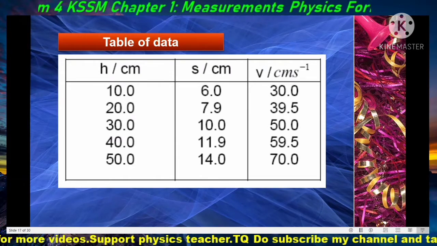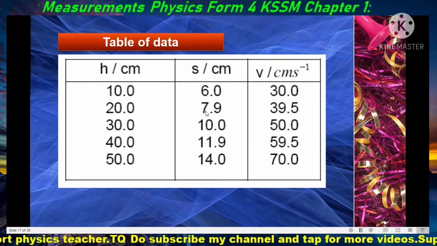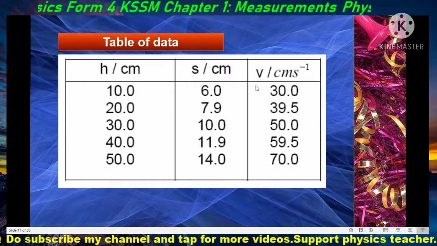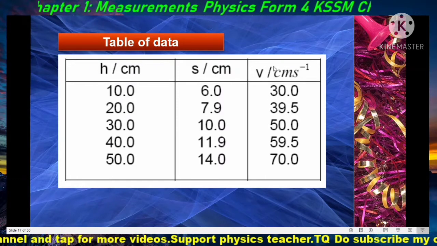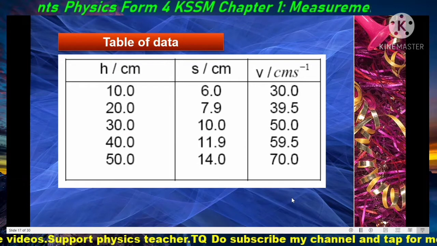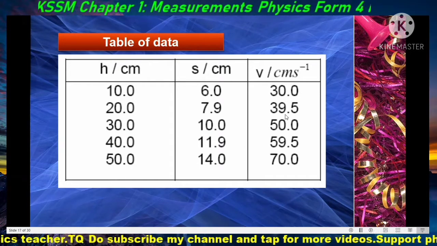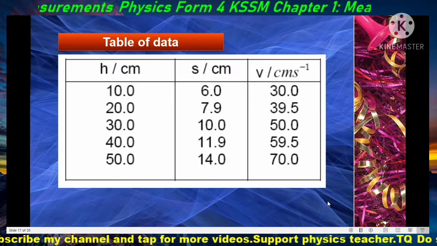S is the primary data because you measure it throughout the experiment. The v is secondary data because you use a formula to calculate the value of v by using the value of s here. So we want you to plot a graph of v against h. You can take one graph paper and try to draw. And then you can check the answer.